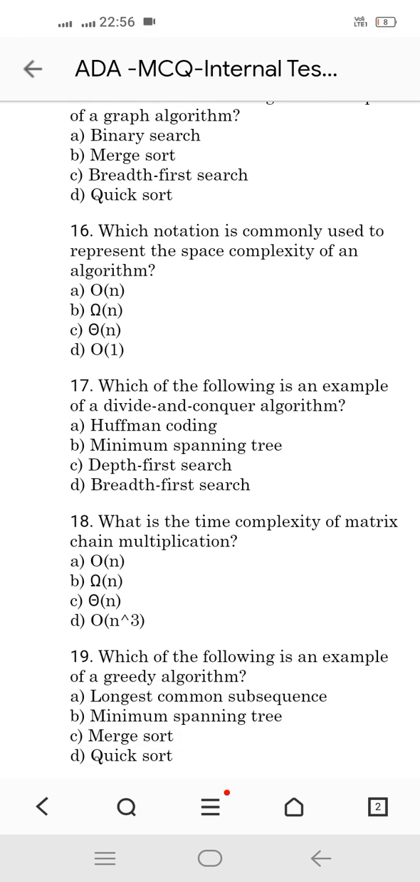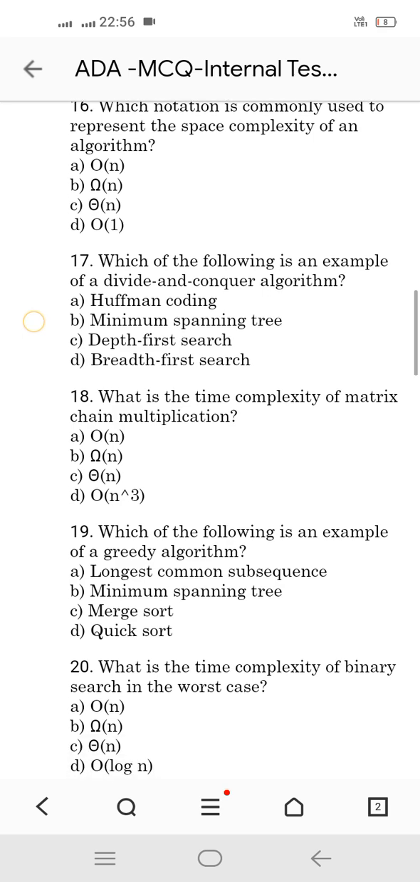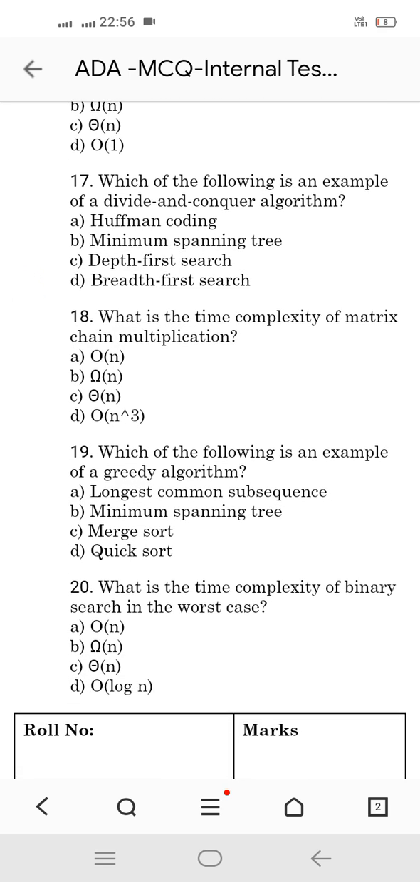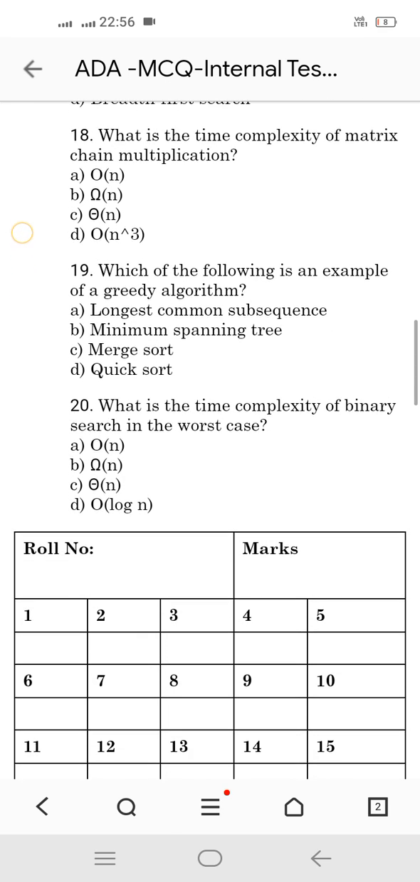16th, which notation is commonly used to represent the space complexity of an algorithm? Option D, order of 1. 17th, which of the following is an example of a divide and conquer problem? Option B, minimum spanning tree. 18th, what is the time complexity of matrix chain multiplication? Option D, order of n cube.